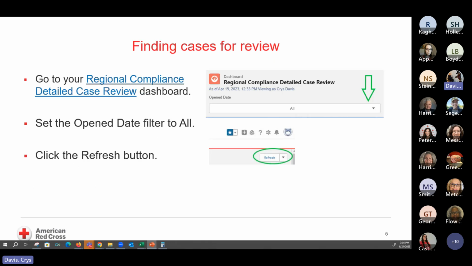As always, when you're looking for cases to review, I know we have had kind of a capacity building state right now, and you need to find cases for review. Go to your regional compliance detailed case review dashboard. Make sure you are setting the opened date filter to all, and then click the refresh button. It's this button right here on the dashboard itself, not the refresh button on your browser. And then any case that shows up on the dashboard does need a compliance review.